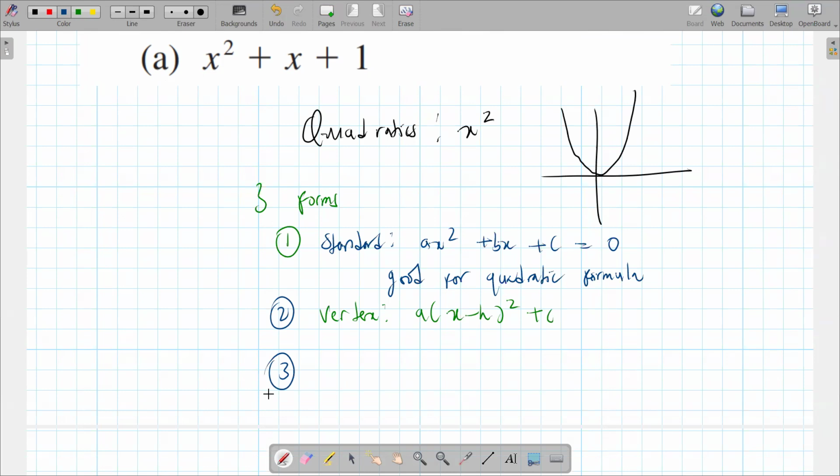What about the third way? Let's just talk about two forms, because it's asking us to do the difference of squares. All right, something like this.